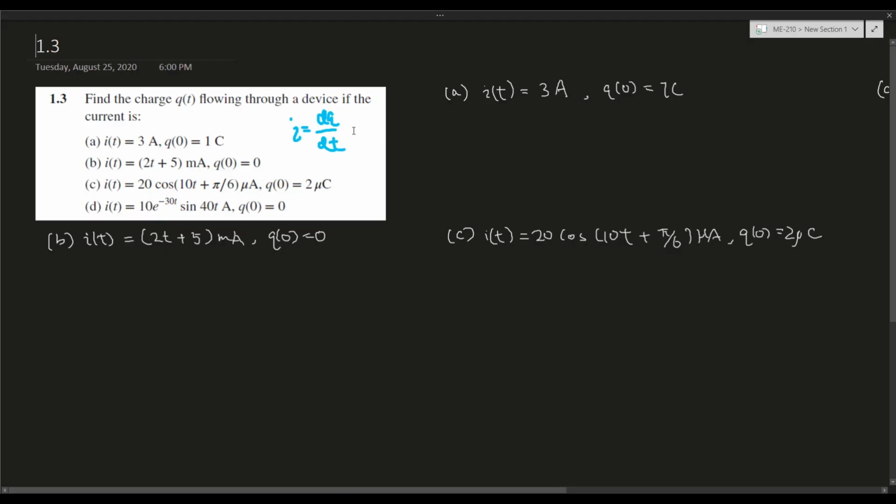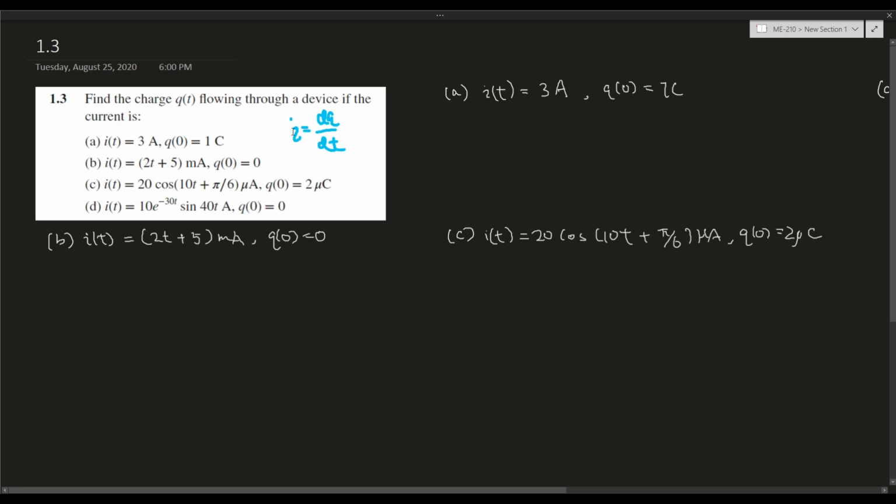Question 1.3 says: find the charge Q in terms of T flowing through a device if the current is A, B, C, and D. It's important to know that we're given the current, I of T, represented within an equation. So don't panic. We have to understand what we're being given and the concept related to this question.